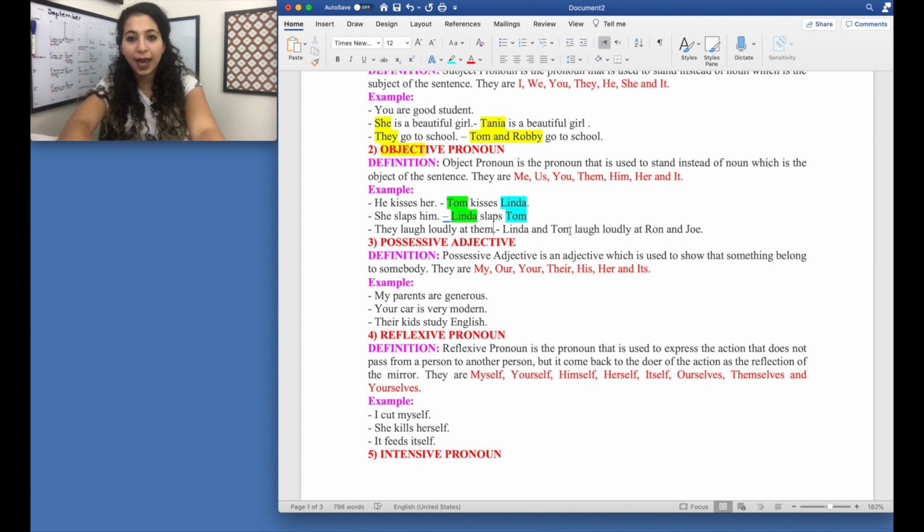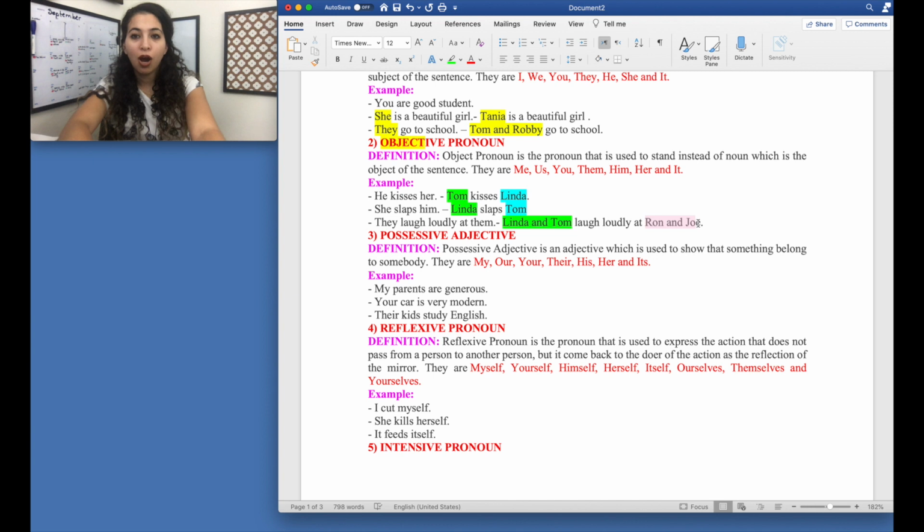Here we have Linda and Tom, where they are the subject of the sentence, and Ron and Joe are the object of the sentence. You see here that they are replaced by "they" and "them." Let me highlight these first. All the greens are the subject, all the blues are the object.